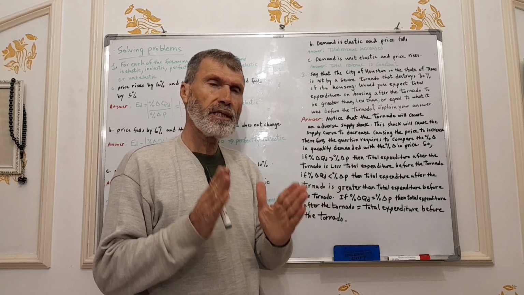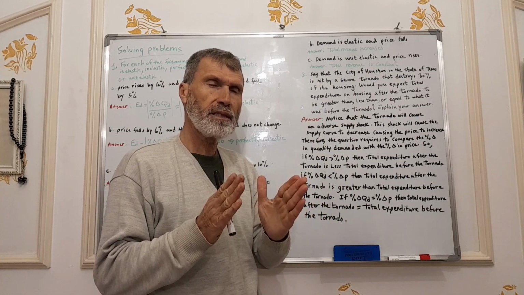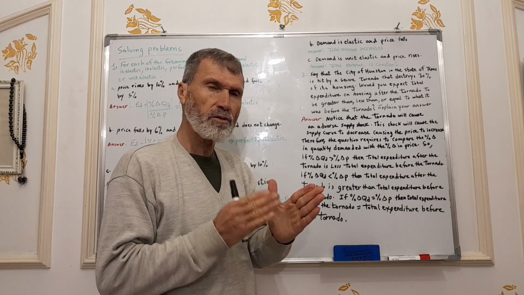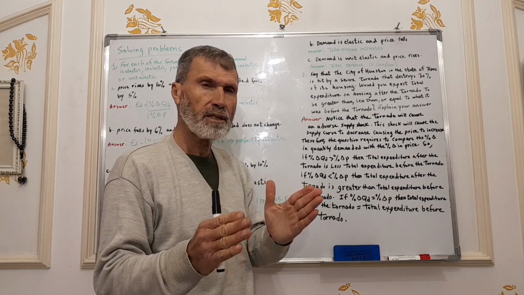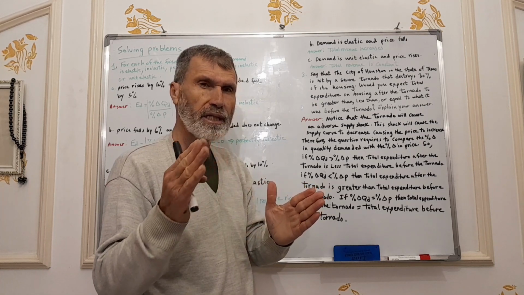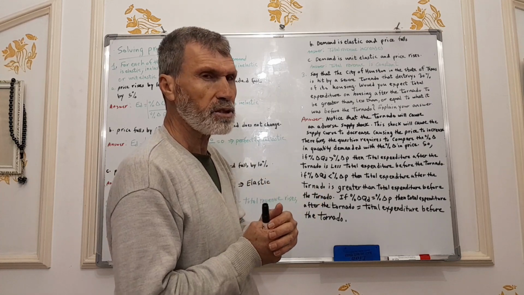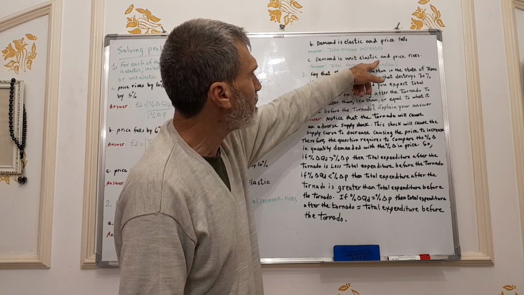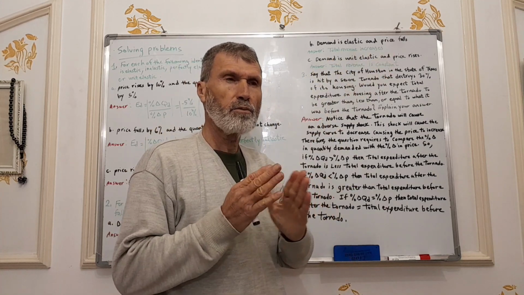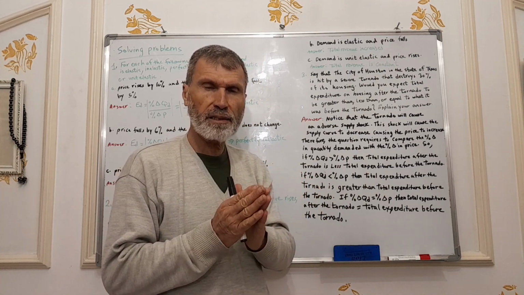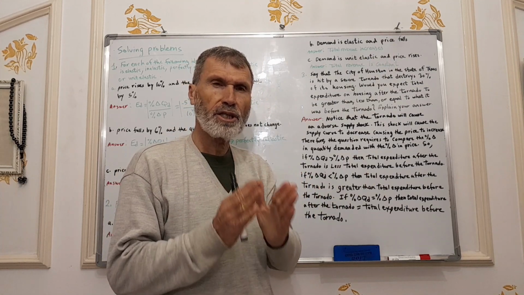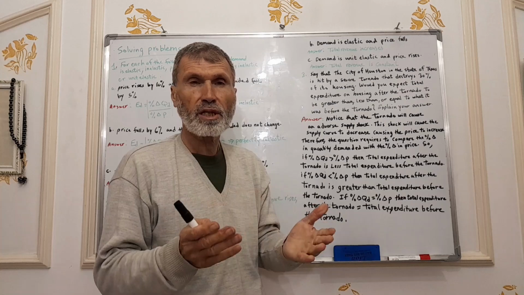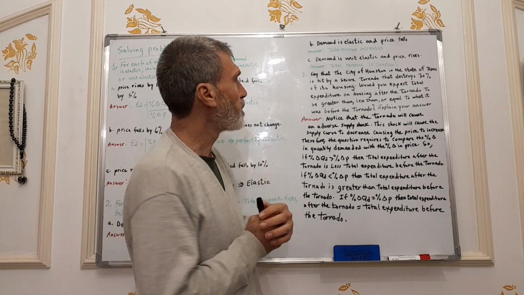B: demand is elastic. Demand is elastic means the percentage change in the quantity demanded is greater than the percentage change in price. Therefore total revenue in this case follows the quantity demanded. So quantity demanded increases, therefore total revenue increases. C: demand is unit elastic and the price rises. When we have unit elastic demand, that implies the percentage change in the quantity demanded is equal to the percentage change in the price. Therefore, total revenue does not change.